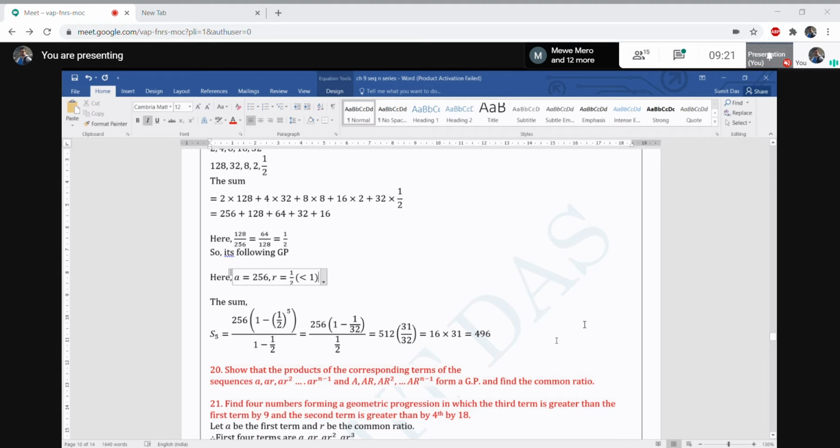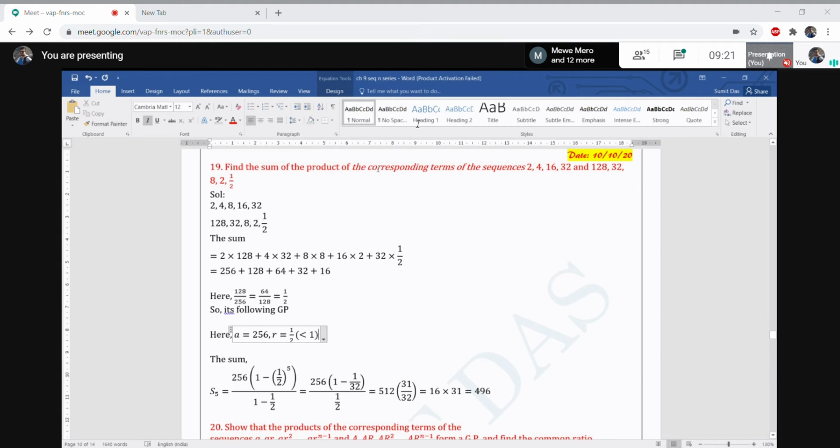This line is very important. Many students used to miss this line. What does this line mean? The product of corresponding terms. The product of the corresponding terms. This line is very important.